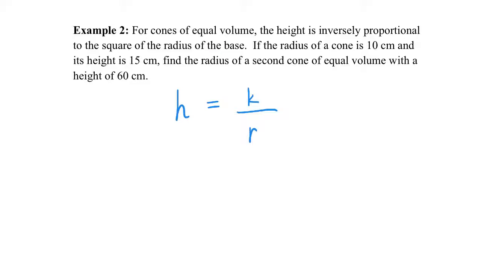The radius squared. Again, the height is inversely proportional to the square of the radius of the base. I could call that RB for radius of the base if I wanted to be a little more specific and give it a subscript, but it's no difference, so I'm not going to do that to confuse things. Okay, the radius of the base squared is what it's inversely proportional to. So that's the first sentence alone.